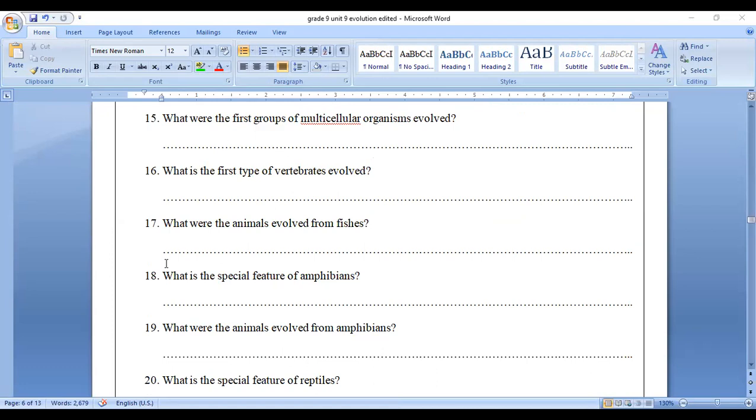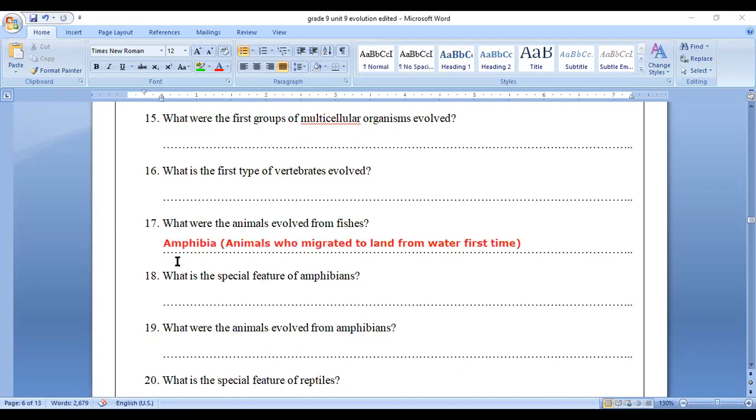Okay. Amphibia evolved. So for the 18th question you are writing amphibia. Sir, what is the answer of the 17th one? First time, amphibia. All right, that is coming for 17. My mistake.